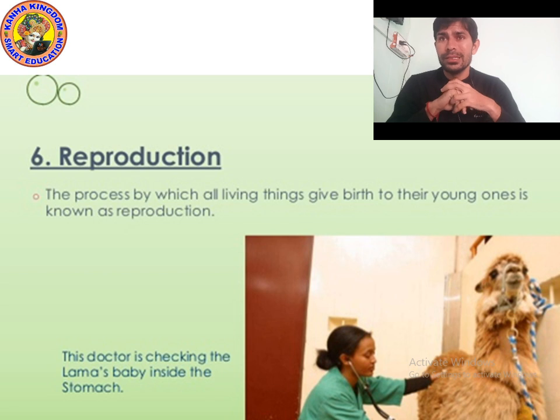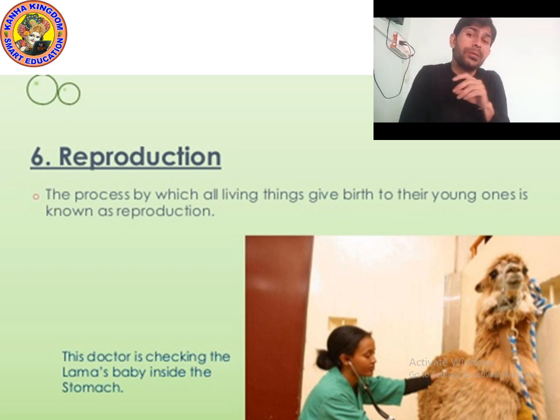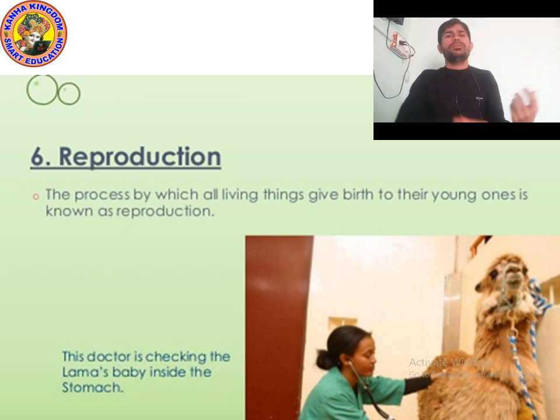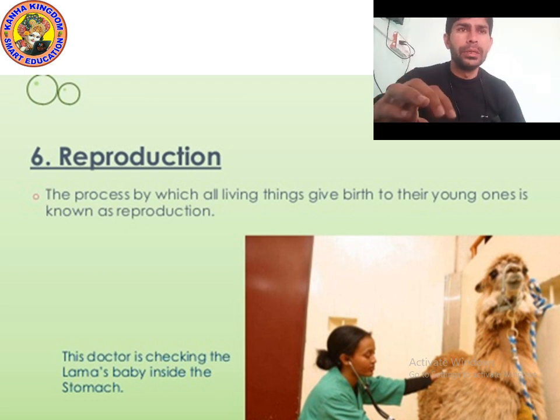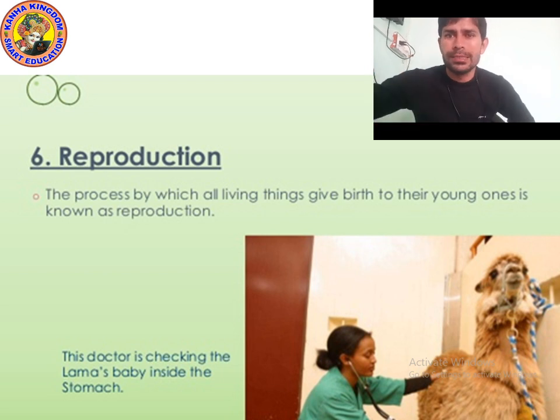And if we talk about buffalo, cow, human, goat, and sheep, they give birth to their young ones directly from the reproductive organ. In this way a baby is born. I hope you understood. Now let's move on to the next point.